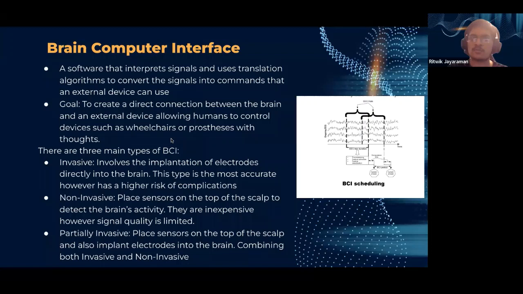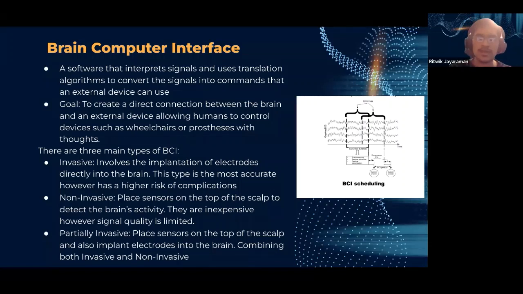Now for the introduction to the brain-computer interface. A brain-computer interface is software that interprets signals and uses translation algorithms to convert the signals into commands that an external device can use. The goal is to create a direct connection between the brain and an external device, allowing humans to control devices such as wheelchairs or prosthetics with their thoughts.